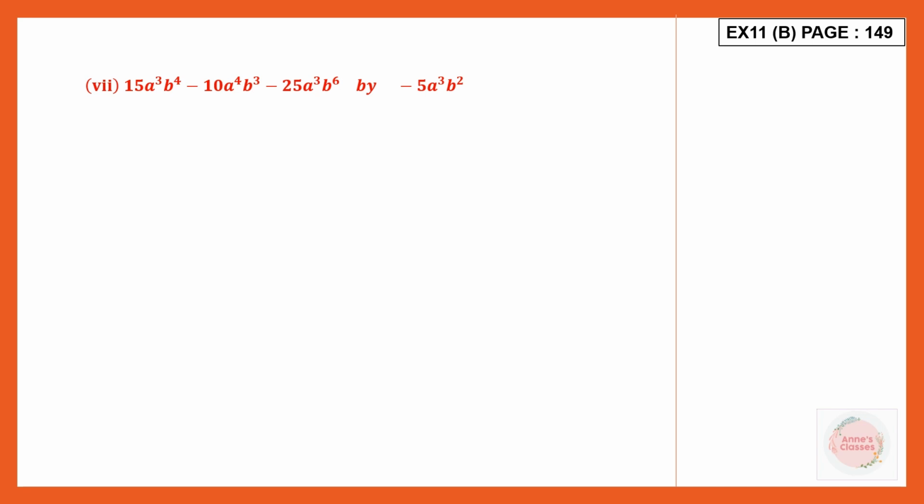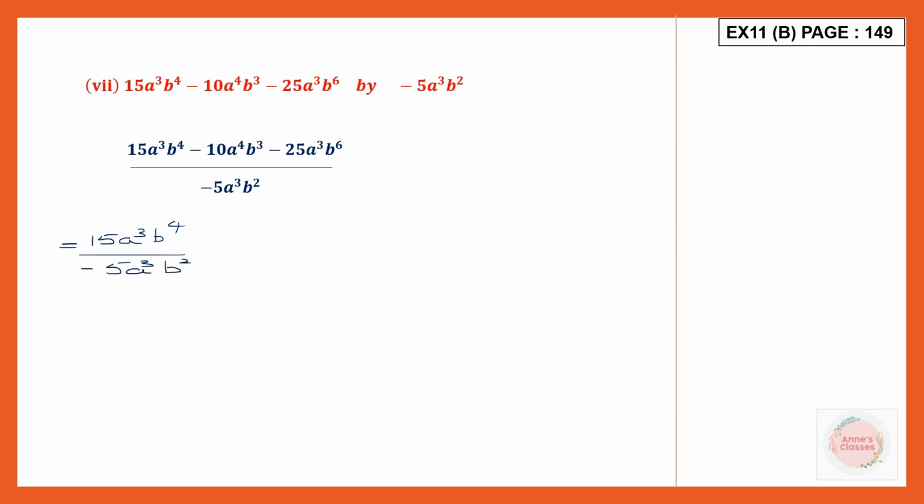Question 7. So let's write down this polynomial first. So we are taking the polynomial, we are dividing it by the monomial. So take each term of the polynomial, that is 15 a to the power of 3 b to the power of 4 divided by minus 5a cubed b square, minus 10 a to the power of 4 b cubed divided again by the monomial minus 5a cubed b square, minus 25a cubed b to the power of 6 divided by minus 5a cubed b square.